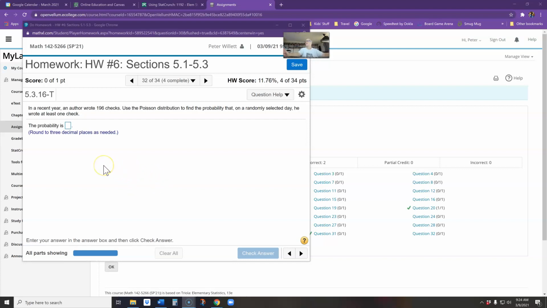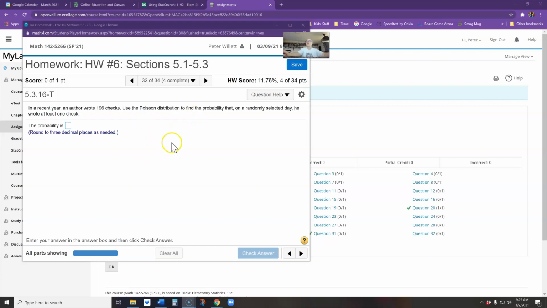So the problem says, in a recent year, an author wrote 196 checks. Use the Poisson distribution to find the probability that on a randomly selected day, he wrote at least one check. And then they ask for the probability. So it does tell us specifically to use a Poisson distribution, so that helps us recognize that that's the tool that we need to use. So let's just go find that tool.